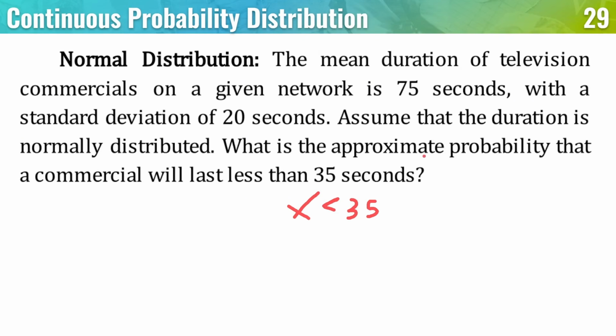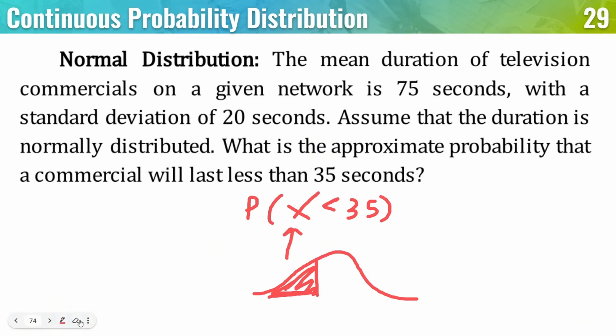And then this is our probability. So we are solving for this. If you recognize this, then you might be familiar with the bell curve. So what we're going to do here is find a z-value on the bell curve and then solve for this area. That area is equal to the probability of x being less than 35.